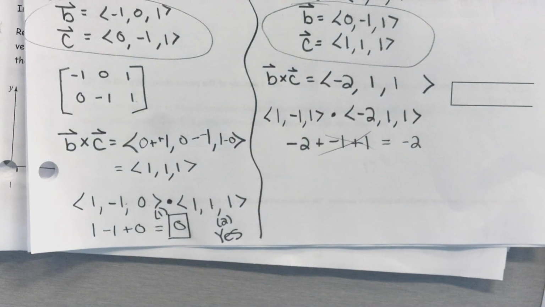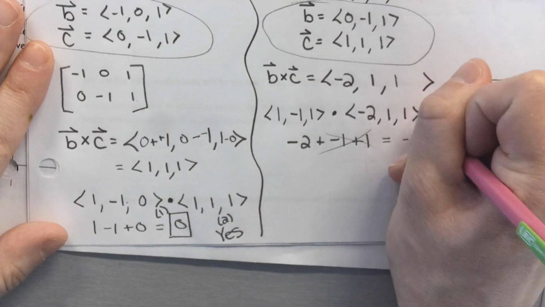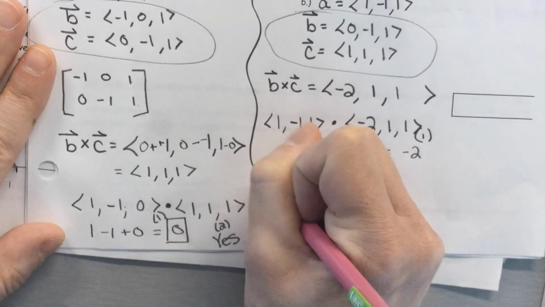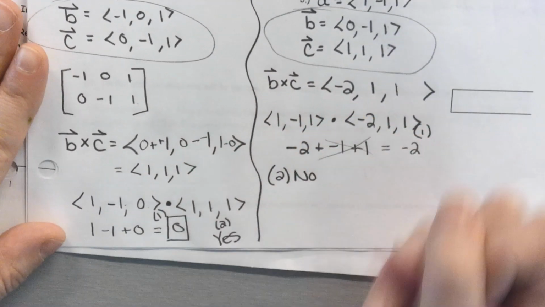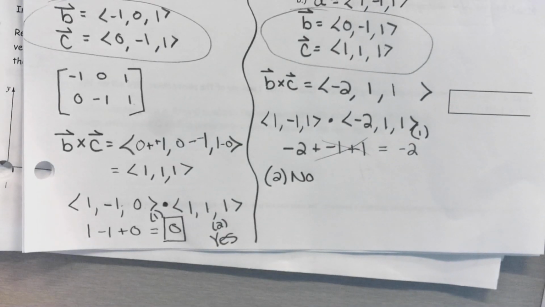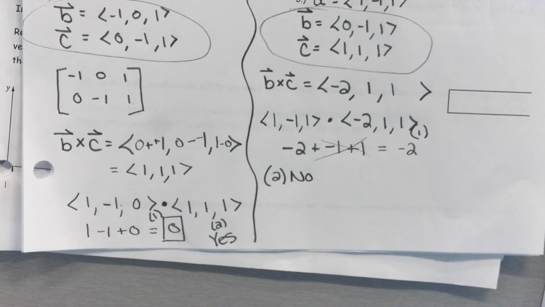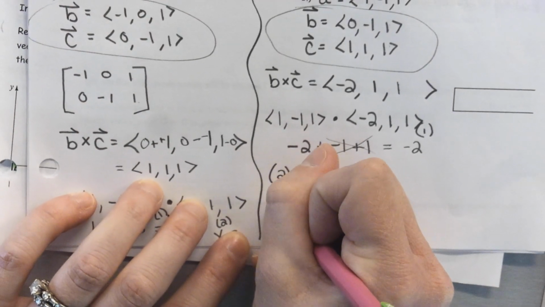Is it coplanar if I get a number other than 0? No. So this is my answer for part 1. What is the scalar triple? It's -2. Are they coplanar? No, because I got a number other than 0. The only time we write yes is if this part 1 is 0. Then it says for part 3, we want to find the volume.